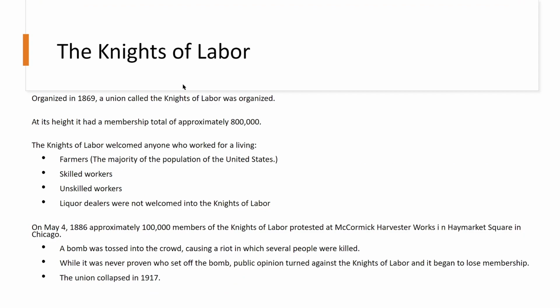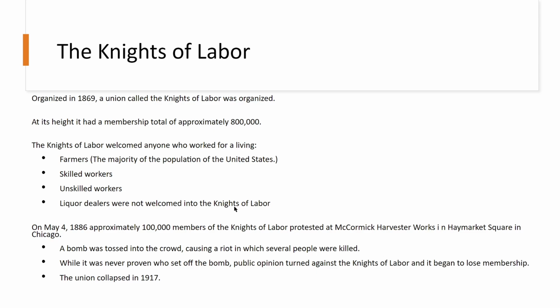So this is the Knights of Labor. It's organized in 69. It's called the Knights of Labor. At the height of its membership, it had 800,000 workers. They welcomed anybody who worked for a living. So this could be a farmer, which in 69 was the majority of the population of the United States. Skilled and unskilled workers, and then liquor dealers were not welcome though as parts of the Knights of Labor. So this is part of the whole temperance movement that was developing.